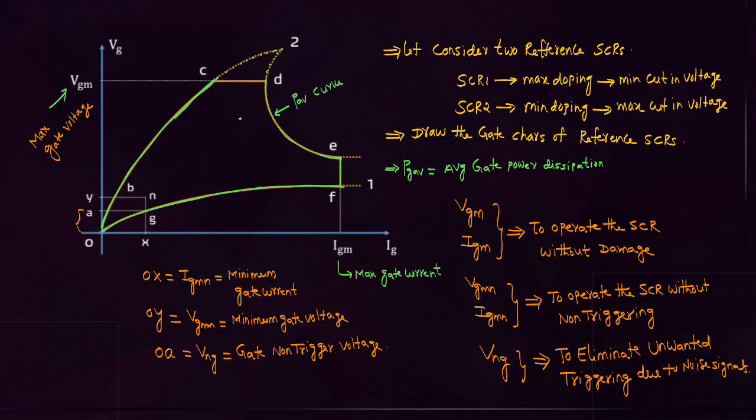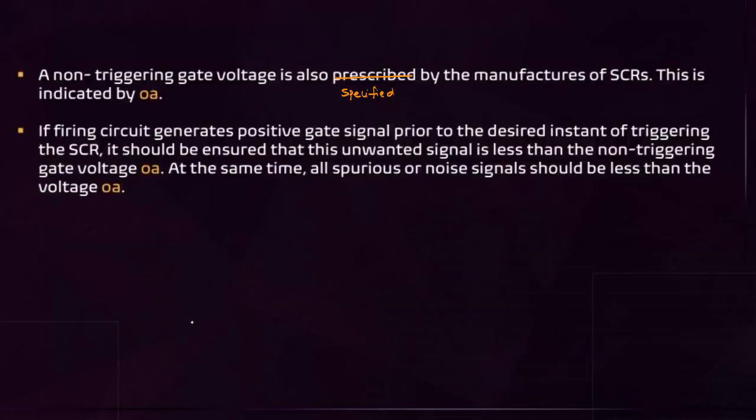From these SCR gate characteristics, these observations are important. What is the VGM? What is the IGM? What is the VGMIN? What is the IGMIN? This is the maximum gate voltage, maximum gate current, minimum gate voltage, minimum gate current. What is the VNG? That is also important to eliminate unwanted triggering due to noise signals. That VNG voltage is the gate non-triggering voltage. All these are calculated by drawing the gate characteristics. I'm not explaining how to draw that, because this is only a quick revision. Important points only, that you have to concentrate on from the gate characteristics.